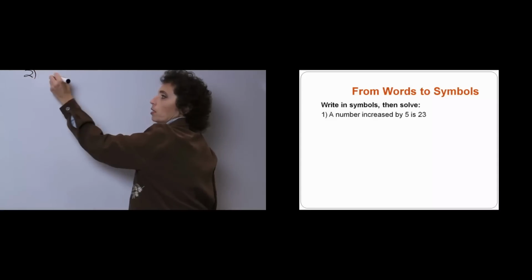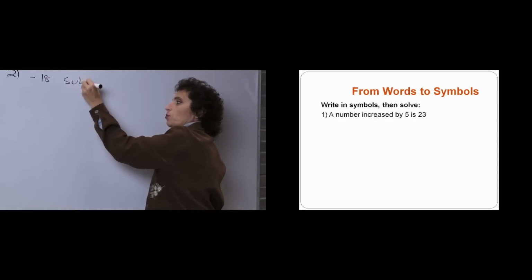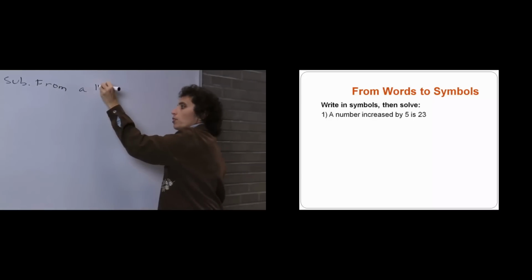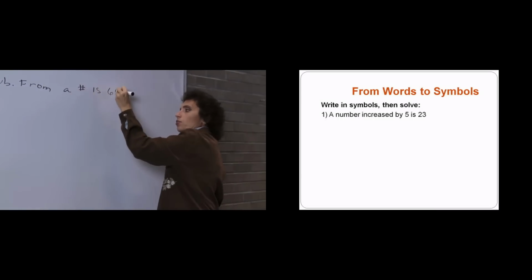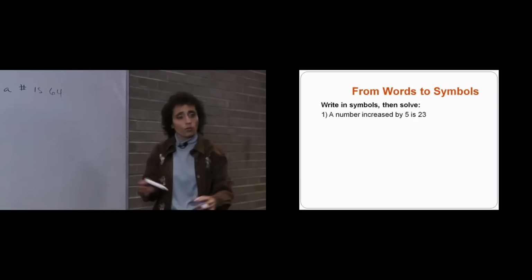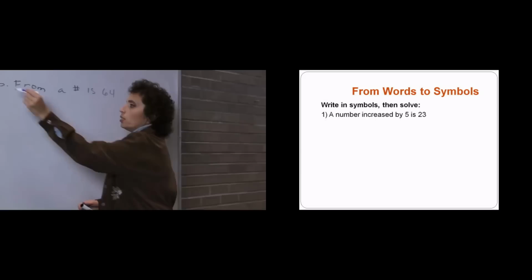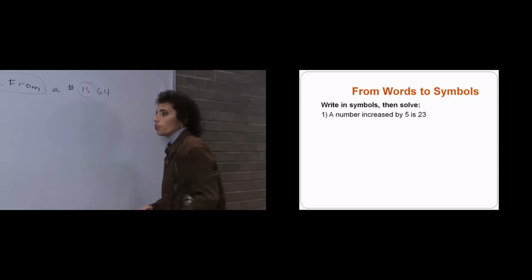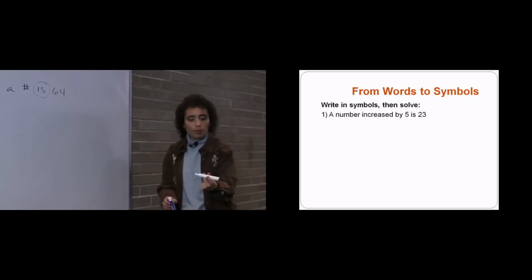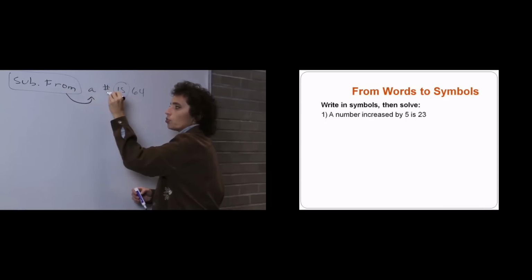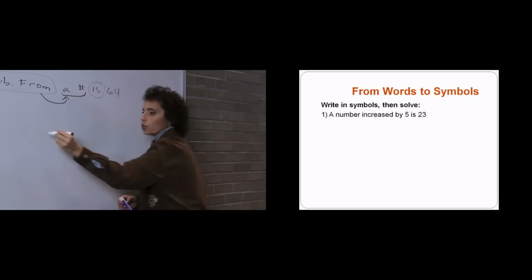Number 2. Negative 18 subtracted from, and this is all in your workbook, but I need to write this so you can see how we're getting it, is 64. All right, let's circle the keywords or phrases. Subtracted from, is. Remember, whatever comes after the word from goes first. So a number goes first.